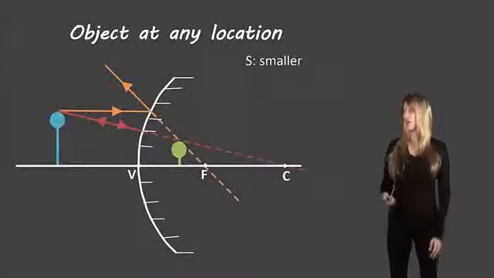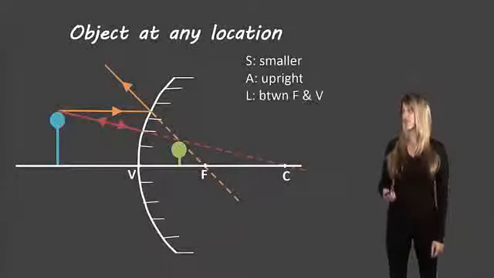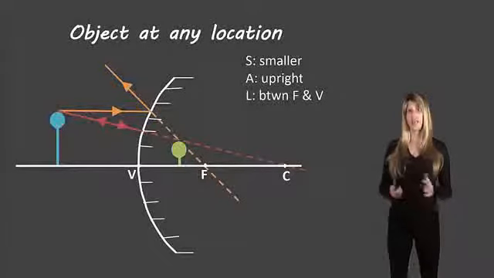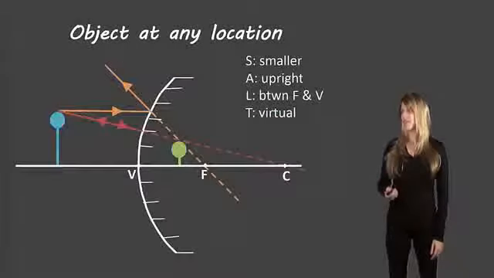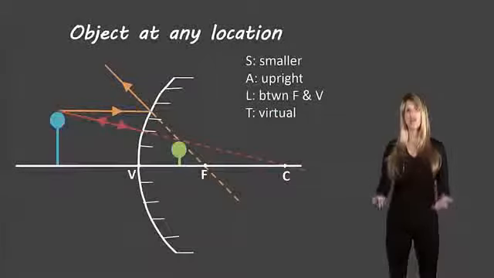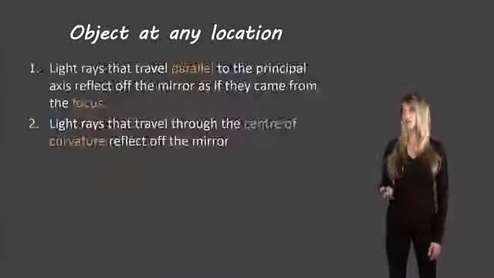Now, if we're describing our object, it's smaller than the original, it's upright because they're facing the same direction, it's located between F and V, and it's a virtual image because it's on the opposite side of the mirror from the original object. And this will always be true for every single type of image you do in a convex mirror. So convex mirrors have the same rules and have the same description every time.